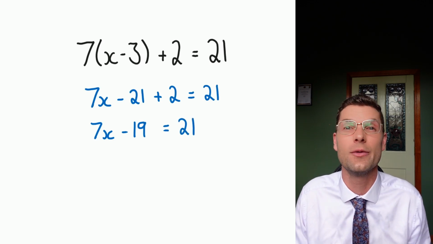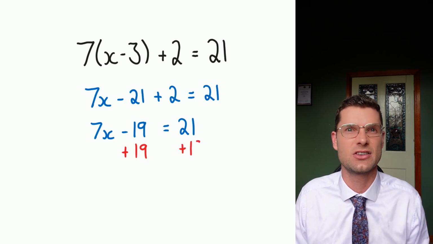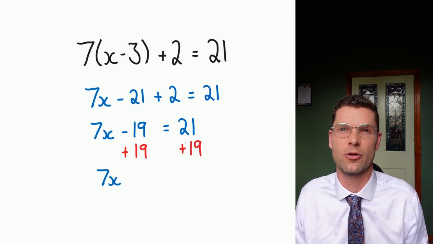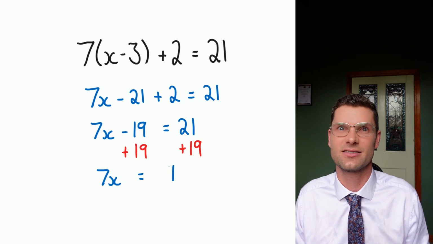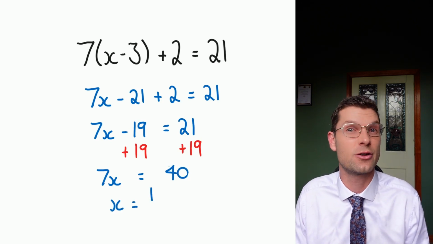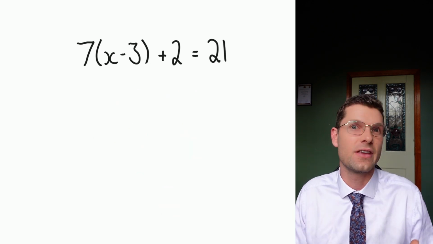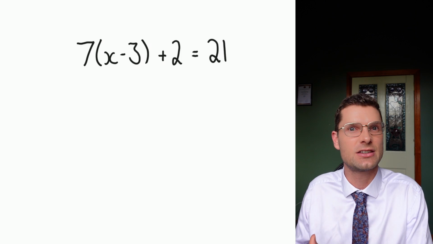This just looks like a normal two-step equation that I'm great at. I'm going to plus 19 to both sides, which leaves me with 7x is equal to 40. 7 times x, I've got to divide by 7 to both sides. So x is just equal to that 40 divided by 7. Full marks, happy days.